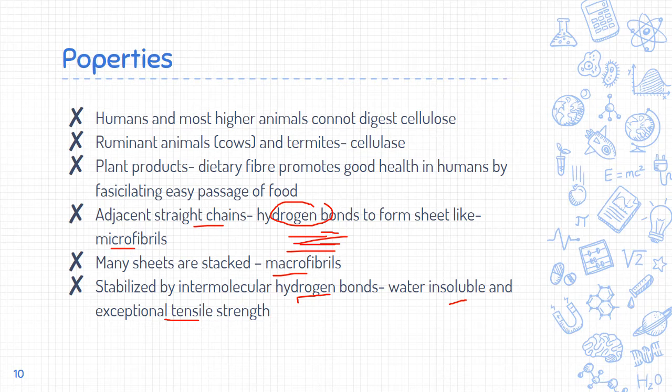If you see adjacent straight chains of cellulose, these are held together by hydrogen bonds to form sheet-like strips called microfibrils. Many such sheets are stacked one upon the other to form a macrofibril. The whole assembly is stabilized again by intermolecular hydrogen bonds, and this highly cohesive structure makes cellulose fibers water insoluble, and that gives them exceptional tensile strength.